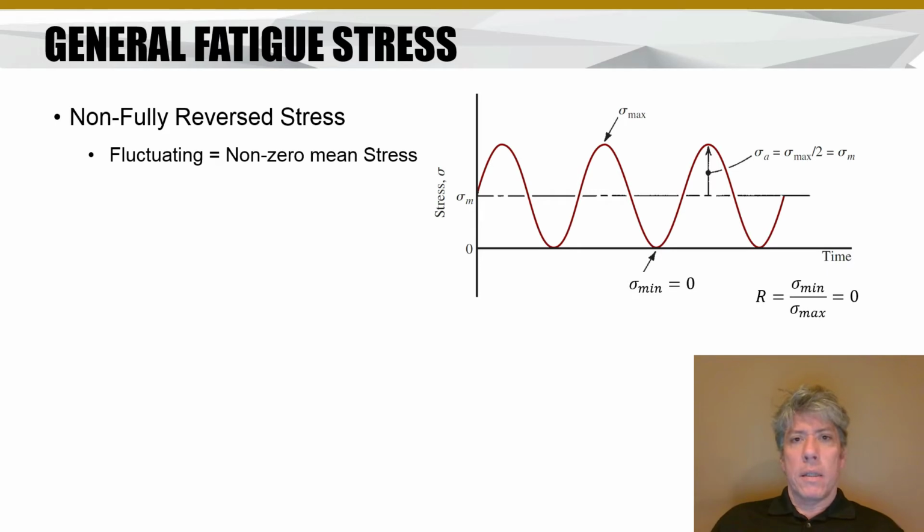Now, this fully reversed stress is not the only kind. There are types of fatigue where the stress is not fully reversed. And here's our first example. When the stress is not fully reversed, we will call it a fluctuating stress. So anytime we have a stress that is not fully reversed, therefore the mean stress is not zero, we will call that a fluctuating stress instead of a fully reversed stress.